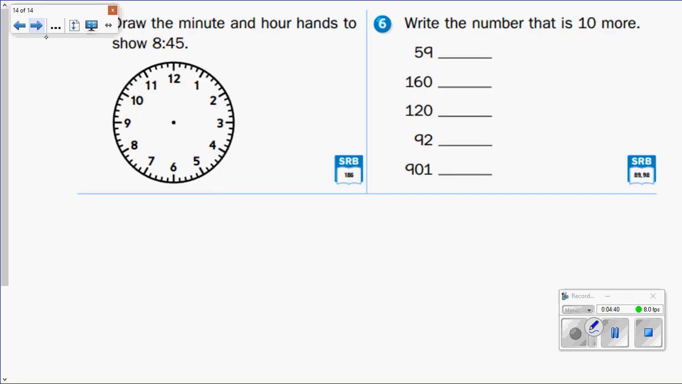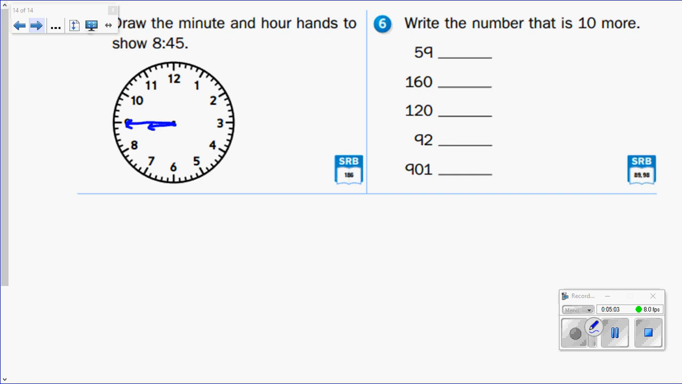Okay, number 5, you're to draw the minute and hour hands to show 8:45. Okay, our hour hand is going to go almost on the 9, and the minute hand is going to go exactly on the 9. So your clock would say 8:45.